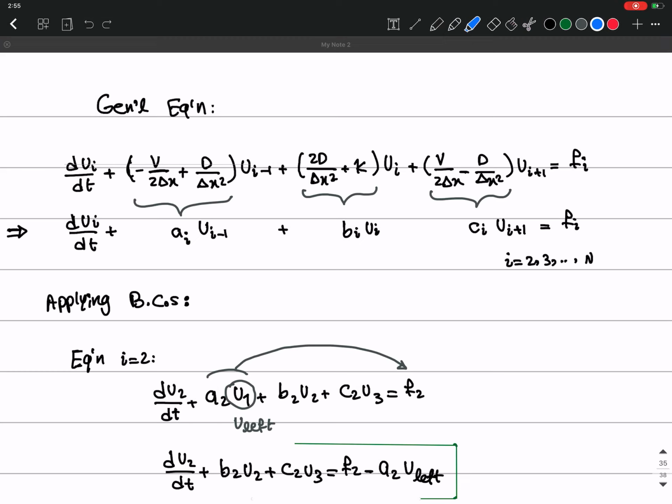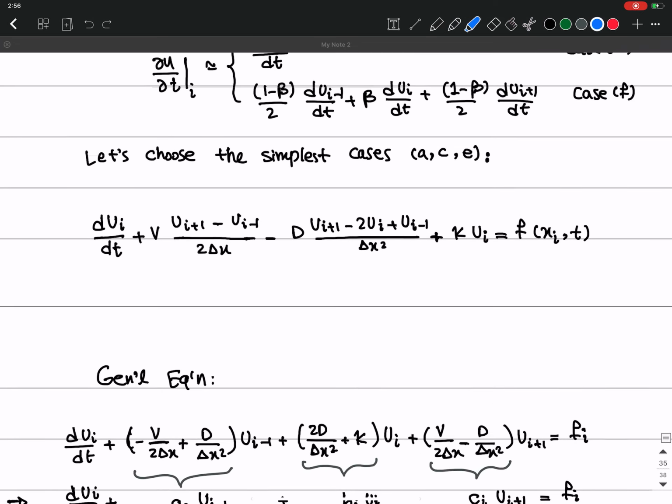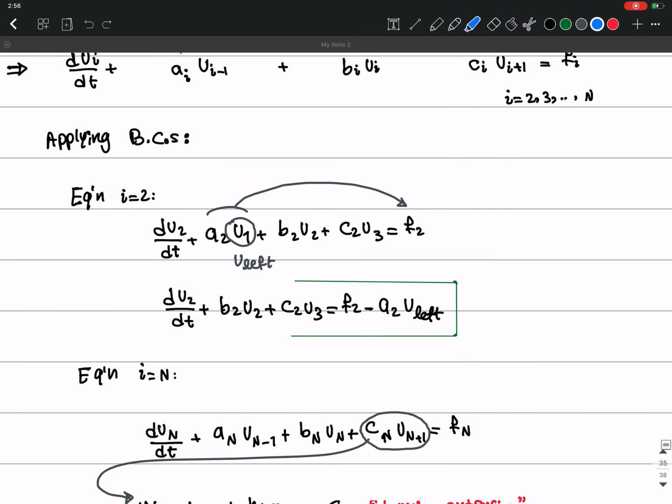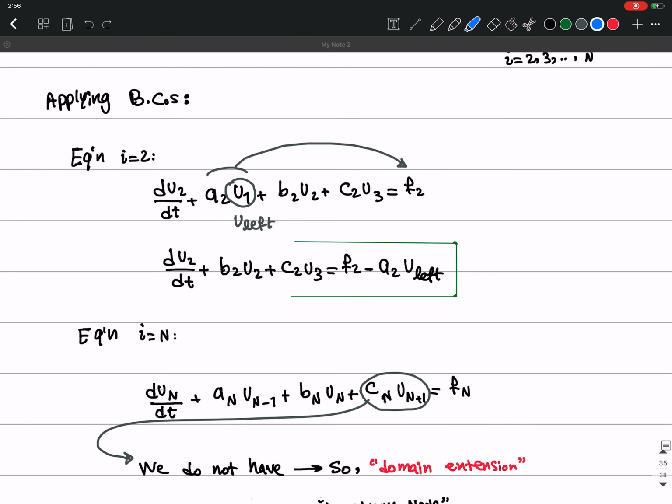Then we came to this general equation, and to be general, I just defined a_i as the coefficient of u_{i-1}, b_i as the coefficient of u_i, and c_i as the coefficient of u_{i+1}, and then the forcing terms on the right hand side, or the source terms.